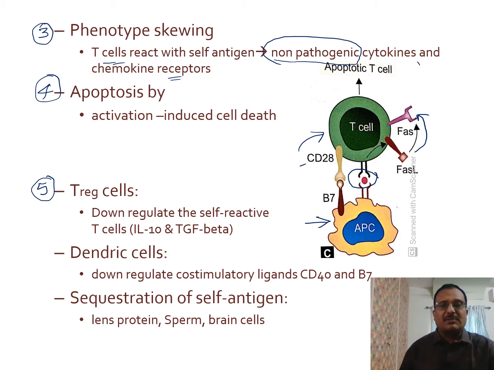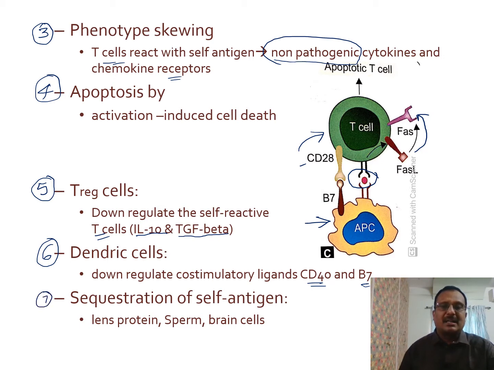And next one is T regulatory cells. These T regulatory cells will down regulate the self-reactive T lymphocytes when they get exposed to the self antigens and produce interleukin 10 and transforming growth factor beta. These two will down regulate the immunological responses produced by the T lymphocytes when they are exposed to the self antigens, and so the immunological response will not be bounded. And next one is dendritic cells. These dendritic cells again down regulate the co-stimulatory ligands like CD40 and B7 on their cells and cause non-bounding of the immunological response.